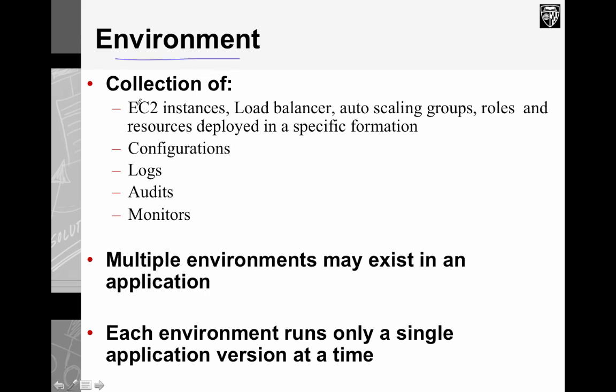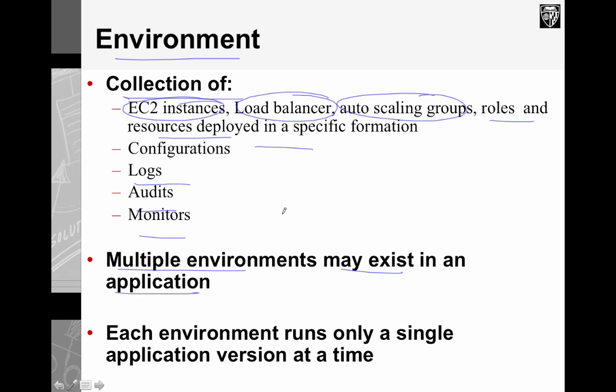Environment. An environment is really a collection of EC2 instances, load balancer, the auto-scaling group, the roles, resources, configurations, logs, audits, monitors, everything specific for an application to run. So think of an environment as a dev environment or a QA environment, or there may be even multiple dev environments, dev 1, dev 2, maybe a QA, maybe a staging environment. Really, an environment is a container of all the various resources that you have for an application to run.